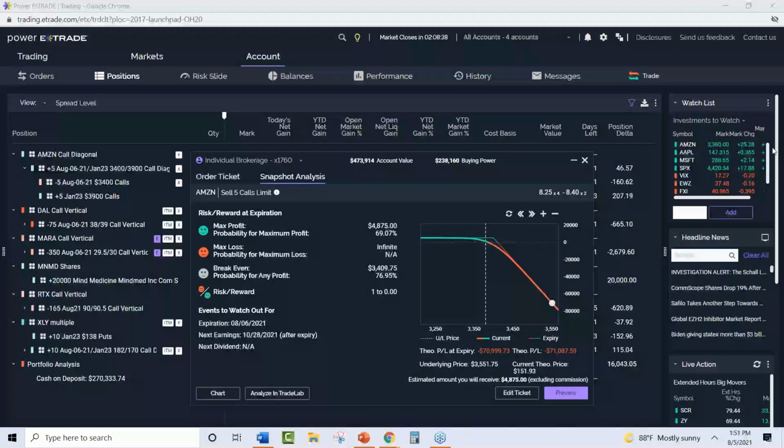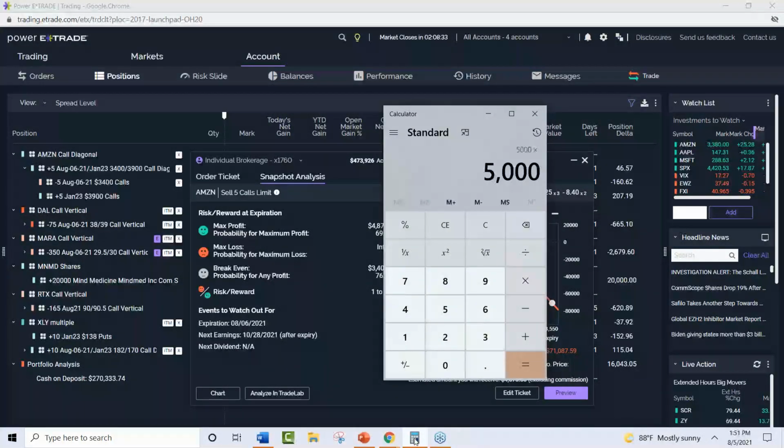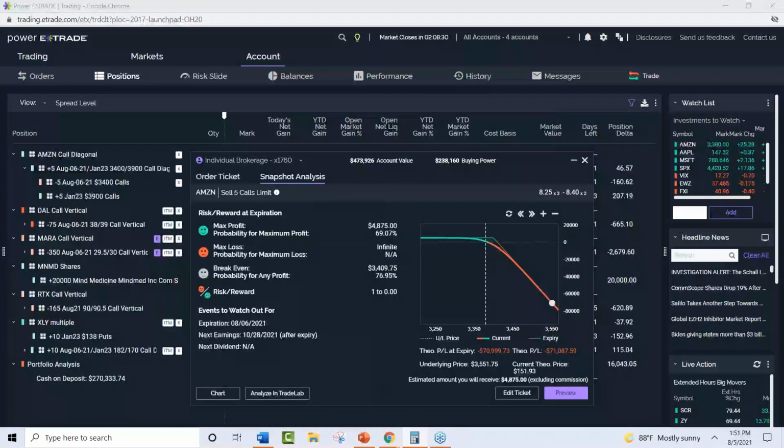$4,900 for a week's worth of work ain't too bad. $5,000 times 52 trading weeks, that's about $250,000 just with selling some front month upside calls. I absolutely love doing this.